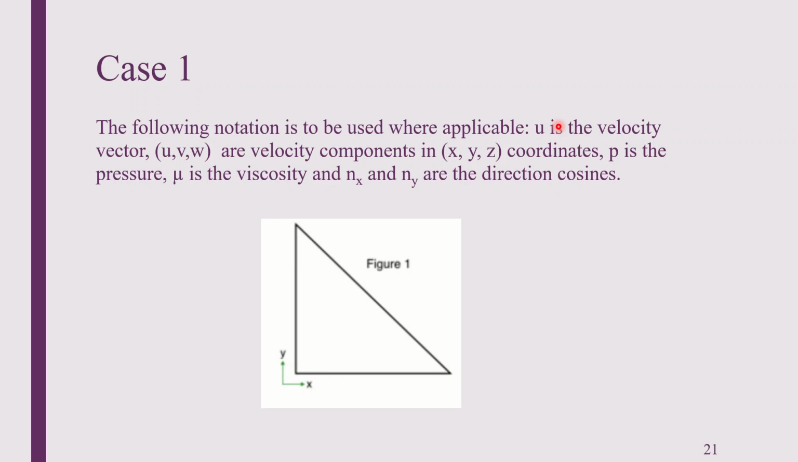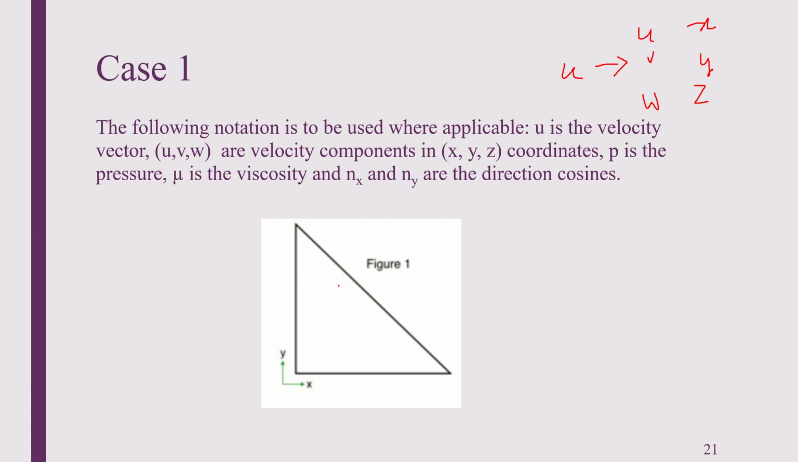So u is the velocity vector; u, v, w are velocity components in x, y, z coordinates. P is the pressure, mu is the viscosity, nx and ny are direction cosines. So what is given? U is the velocity vector, having u, v and w as the velocity components in x, y and z directions. And P is the pressure, mu is the viscosity, and nx and ny are direction cosines.